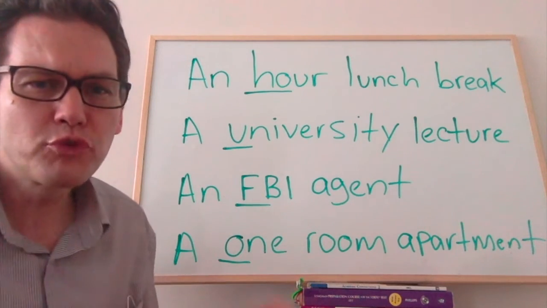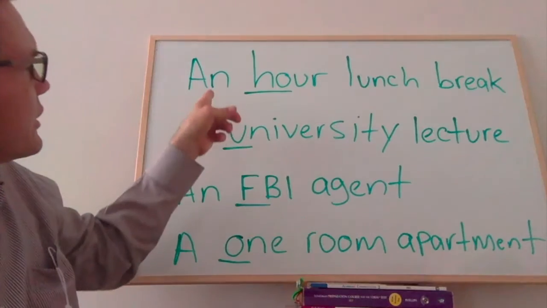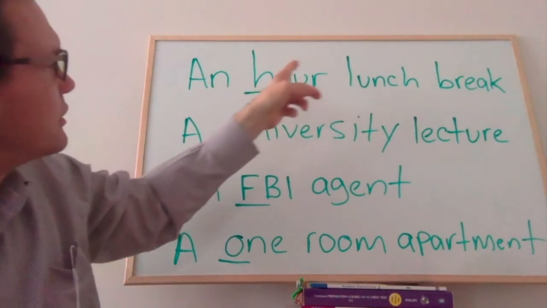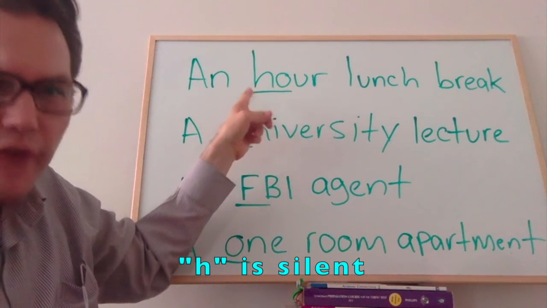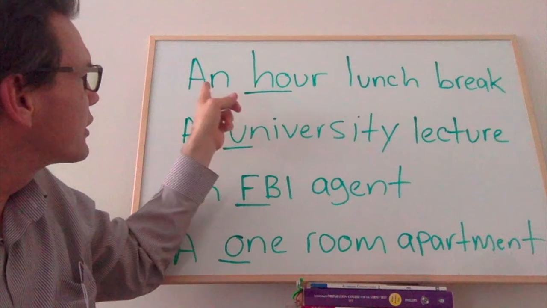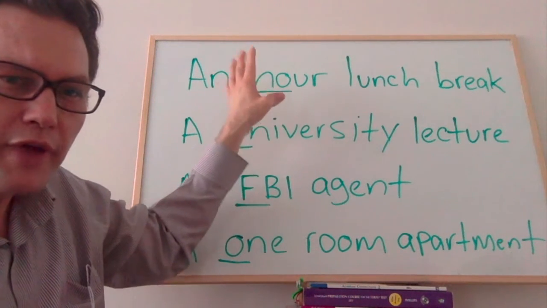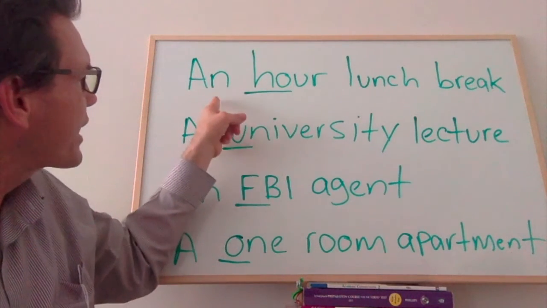So let's look at some tricky examples up here. So the first one is an hour lunch break. So here, H is silent. We don't hear the H at all here. We hear an hour, hour. So the H sound is silent, so we're hearing the vowel sound, so we use an.